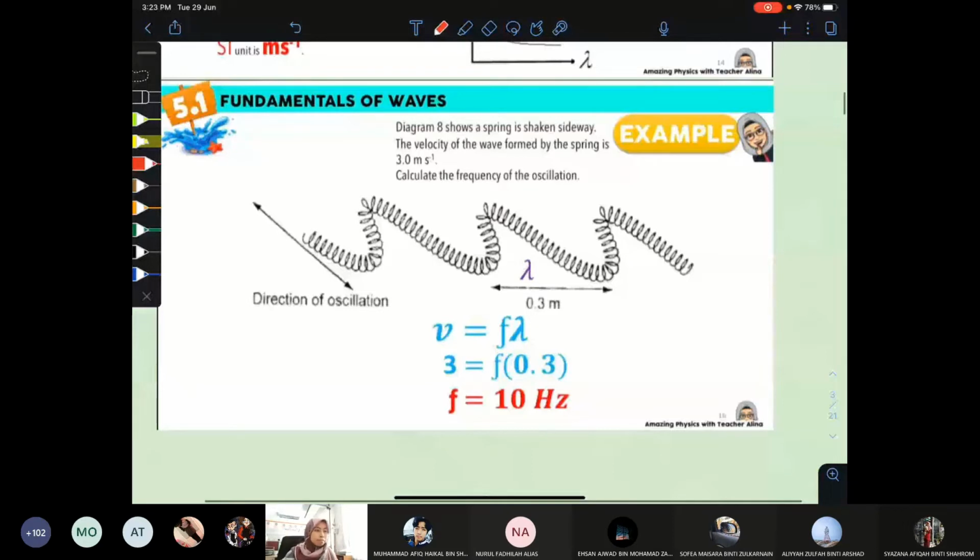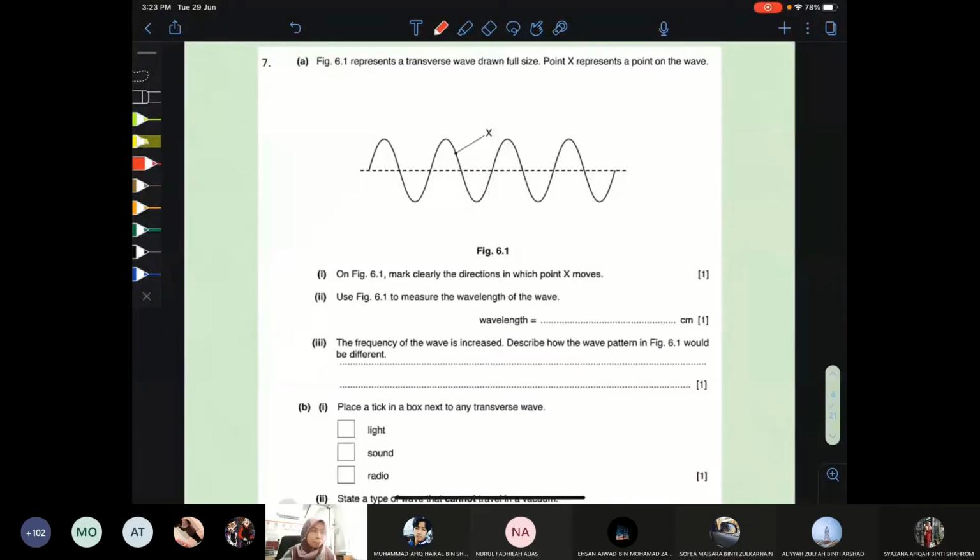Now let's look at the first example. I got this question from a past year question, number 7, because this is in my module. So far okay now?